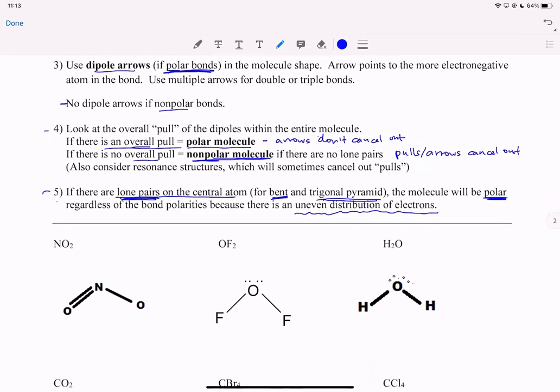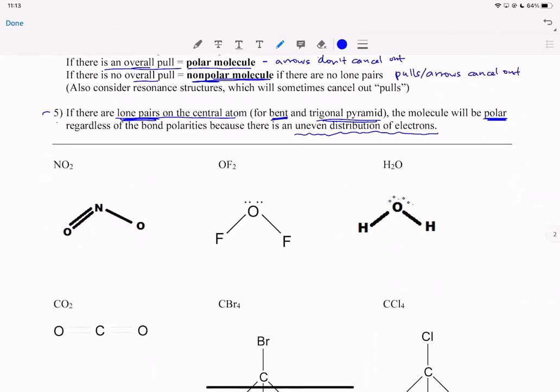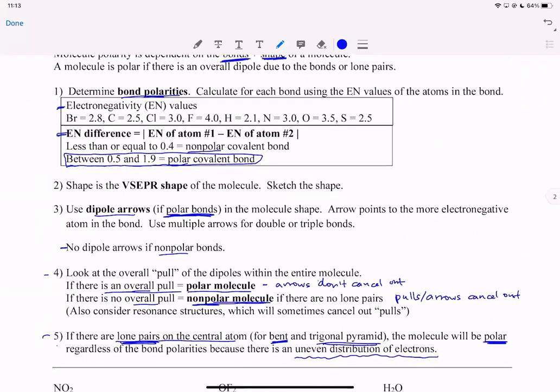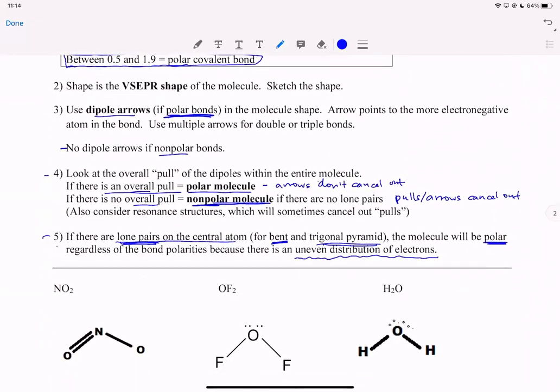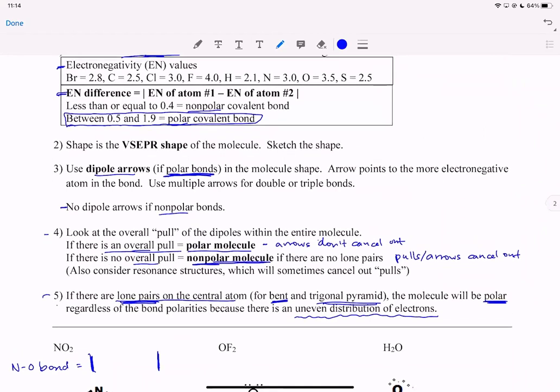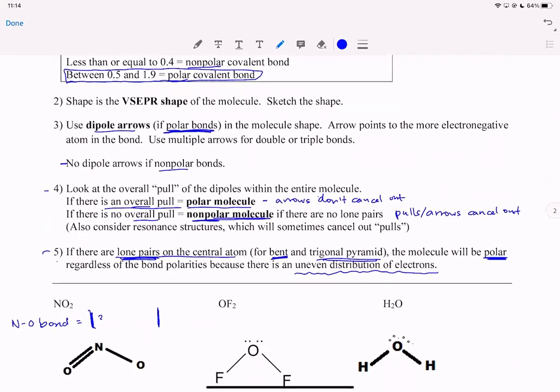Okay, so let's take a look. You're given the shapes of these molecules and you just have to add the arrows. So step 1 is determining the bond polarities. When you have the nitrogen and oxygen bond, you want to calculate that electronegativity difference. So you need the numbers for nitrogen and for oxygen. I'm just going to put the absolute value brackets and then scroll up to see that nitrogen is 3.0 and oxygen is 3.5. So this is 3.0 minus 3.5.